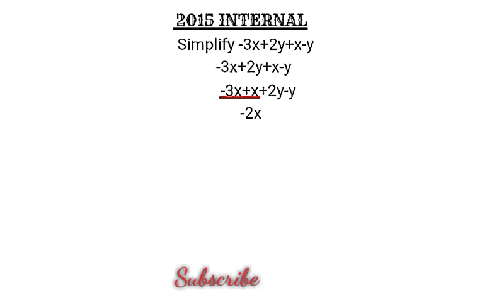Then we're going to work out this expression here, 2y minus y will give us y, and that is the answer. So the answer is negative 2x plus y. Okay, so this is the last question from the 2015 paper. Let's go to the 2014 paper.